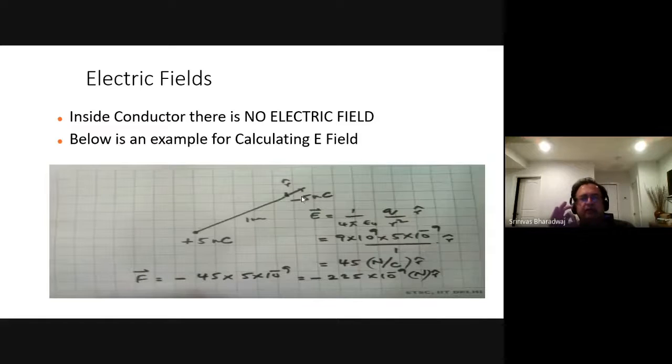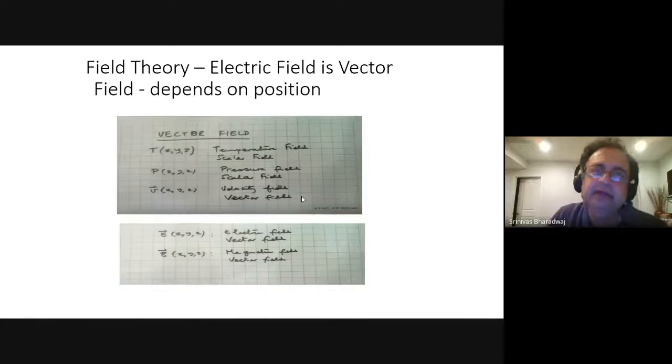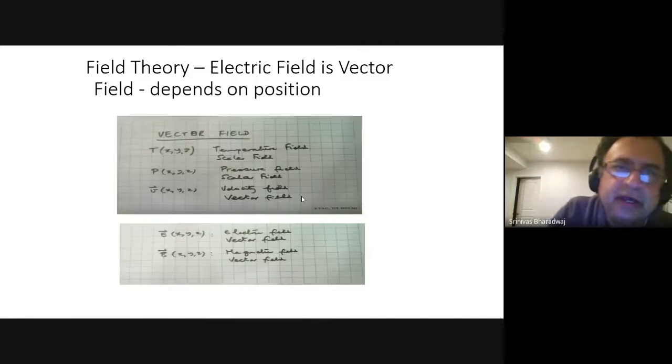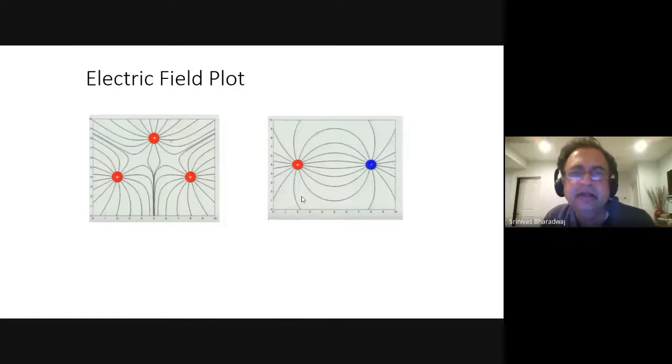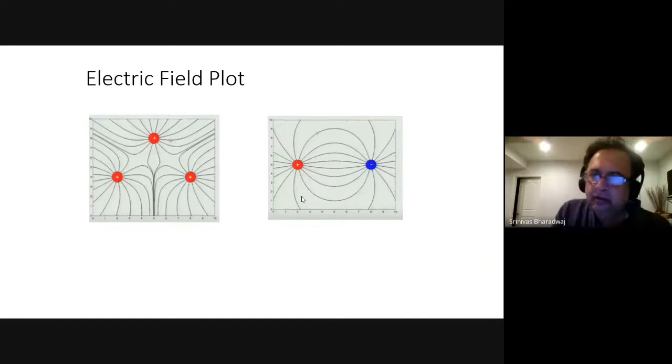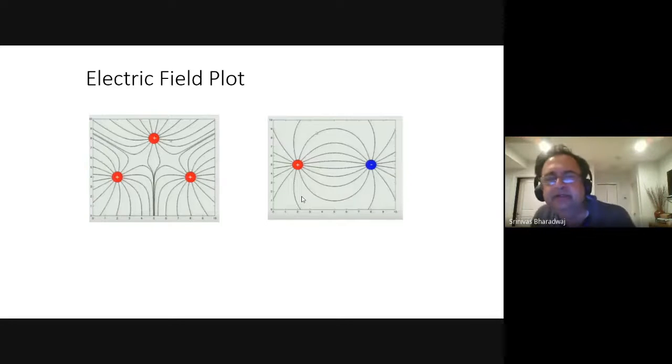Understand Gauss's law and the full import of Gauss's law. If you do understand the full import of Gauss's law, calculating all these electric field problems is not at all difficult, but you must understand the field theory associated with it. And field theory is, there are vector fields that depend on positions, electric fields. Therefore, they draw these field diagrams. Let's also understand how these field diagrams are drawn. You go from a positive charge to a negative charge, and where you have more lines, that means the electric field is more intense.